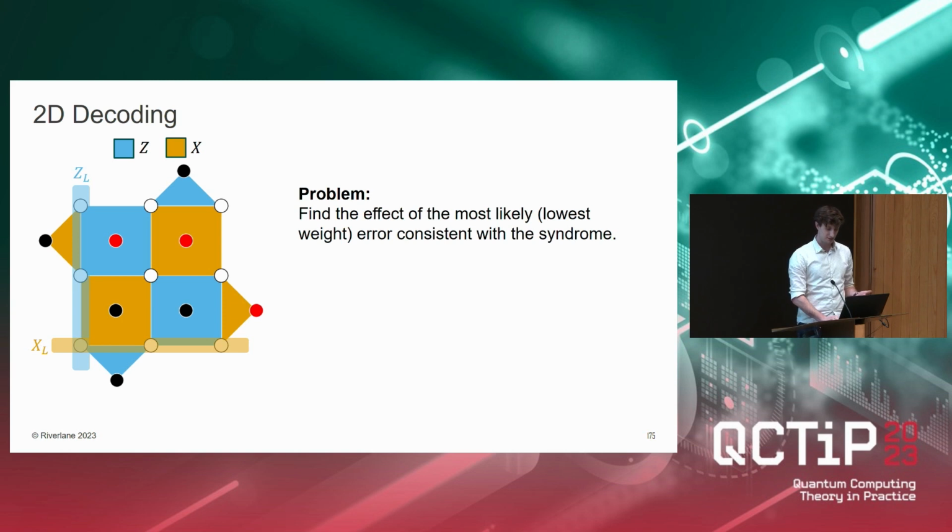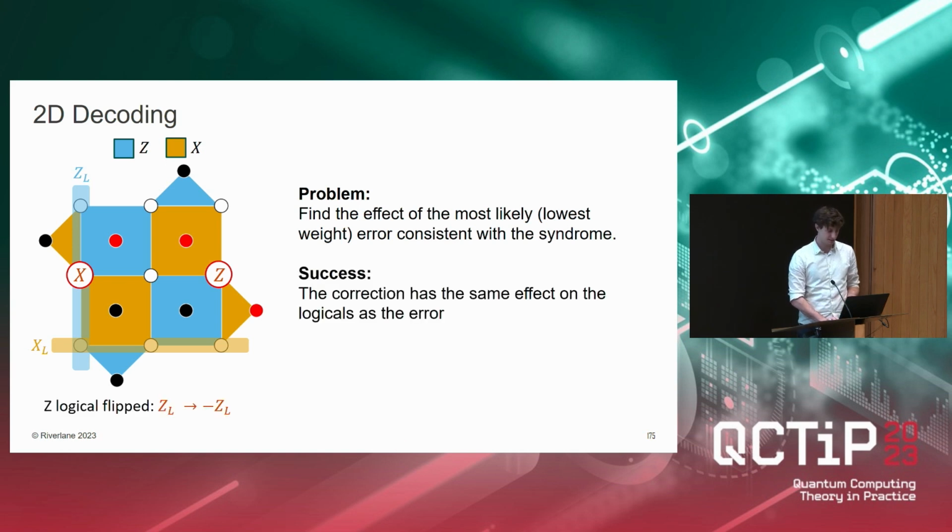So in this case, in the picture, we have a few syndromes that light up, and this can be explained by having an X error here and a Z error here. The effect of this error is that the Z logical is flipped, and success in decoding means that the correction has the same effect on the logicals as the error.